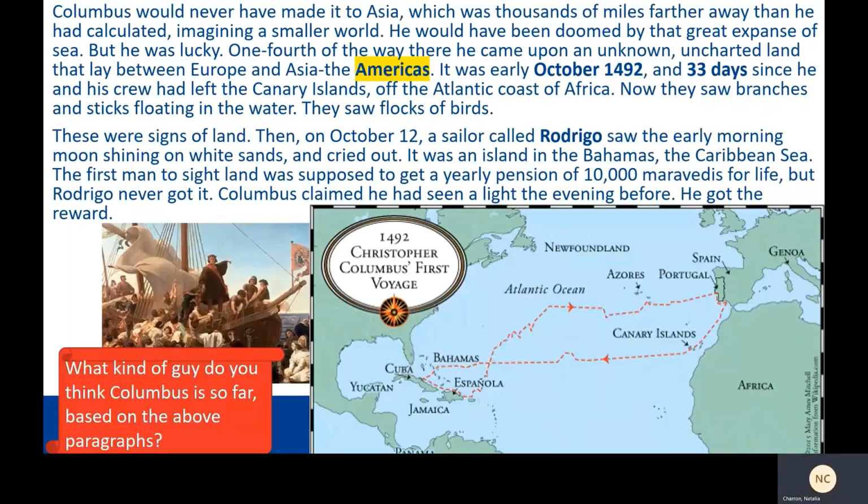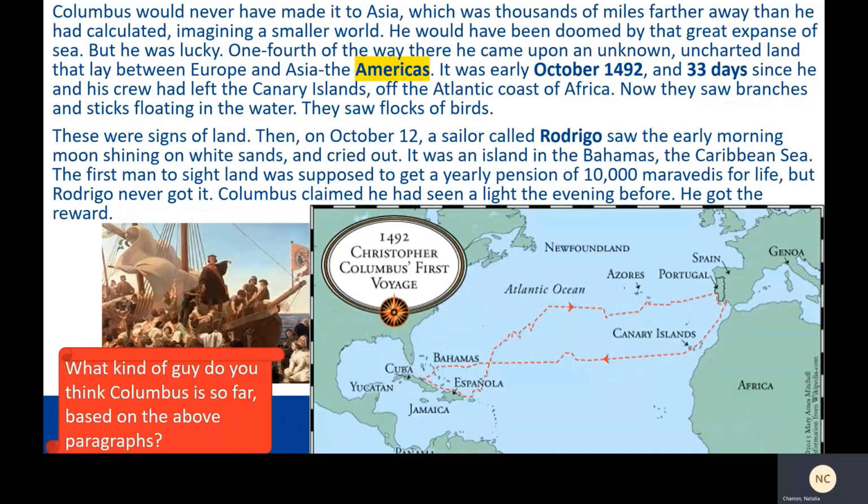Columbus would never have made it to Asia, which was thousands of miles farther away than he had calculated, imagining a smaller world. He would have been doomed by the great expanse of the sea, but he was lucky. A quarter of the way he came upon an unknown, uncharted land that lay between Europe and Asia, the Americas.